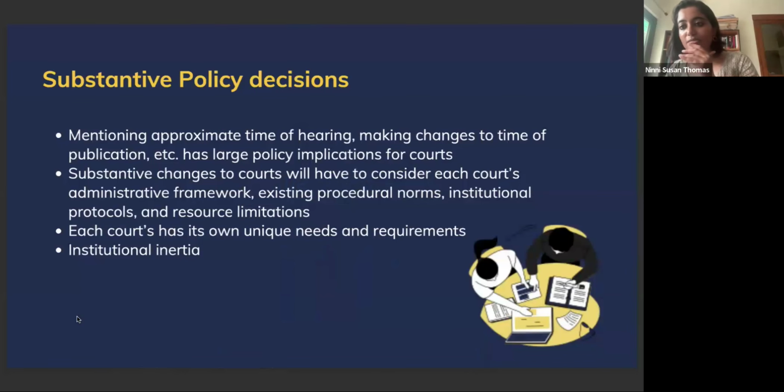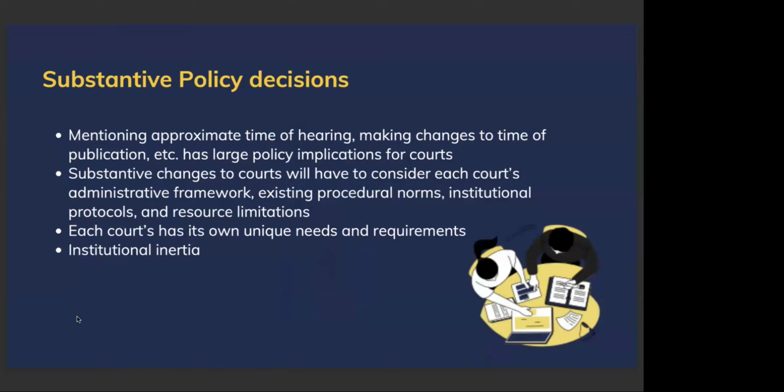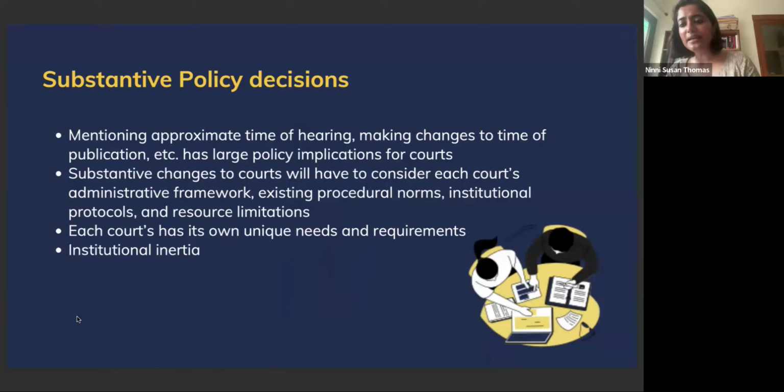So quickly, for implementation of these suggestions, the major problem is that judges and other administrative staff in the courts face a lot of administrative inertia. It is very difficult. There are many things that we told them are very easy to implement, but there is a lot of inertia in wanting to implement suggestions like trying to find out the time of hearing or making changes to the time of publication. That might seem very intuitively easy for us, but there is a lot of administrative inertia that comes with this, and that is to be thought of and worked through.